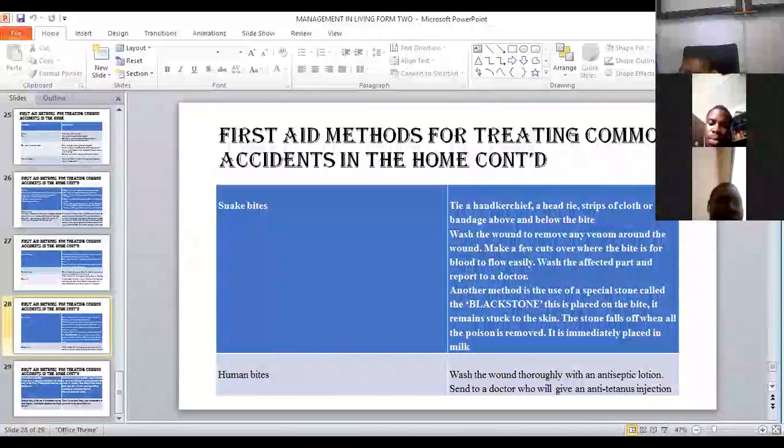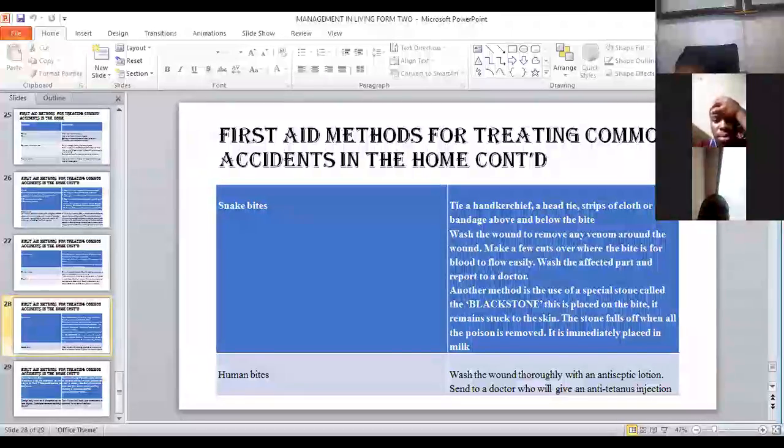The next one is human bite. Some people are just fighting and then they will bite each other. That one too, you wash the wound.